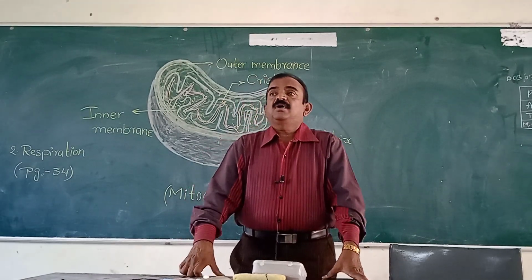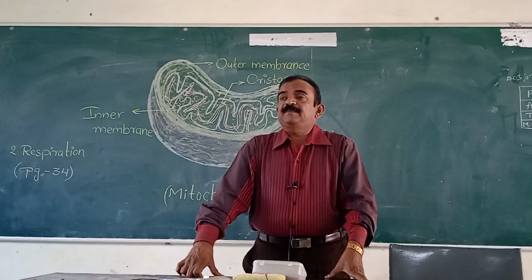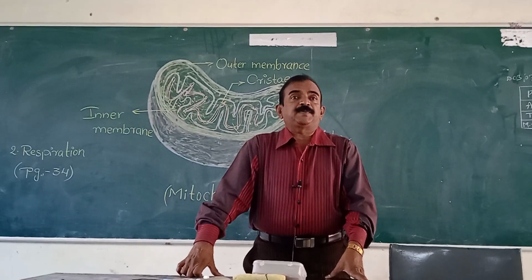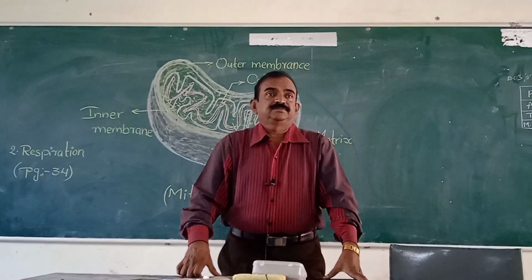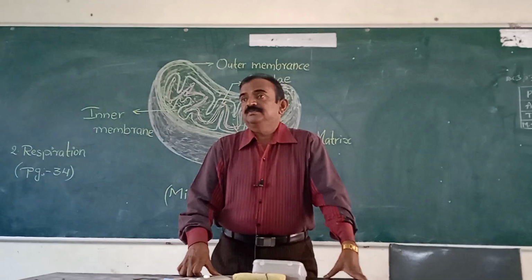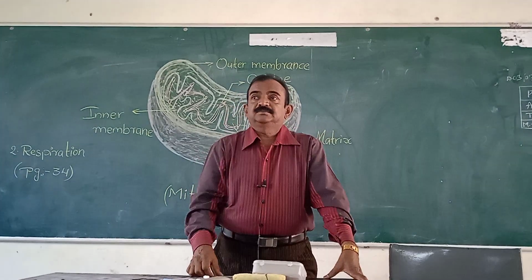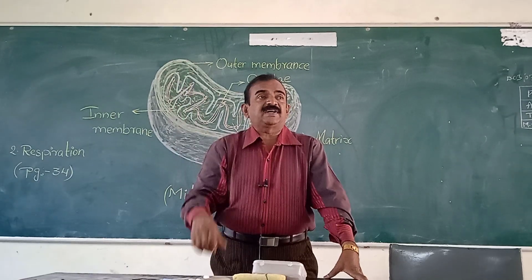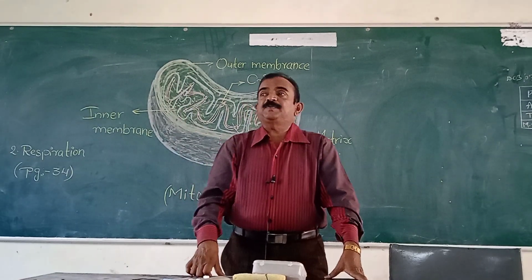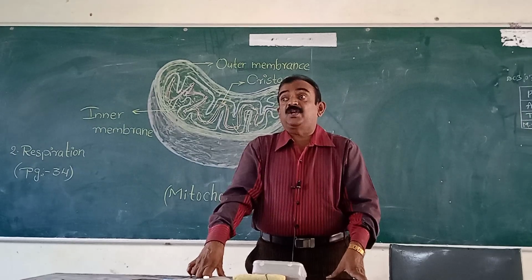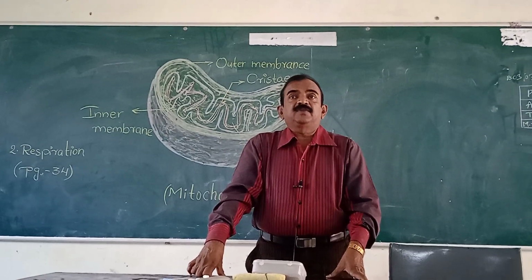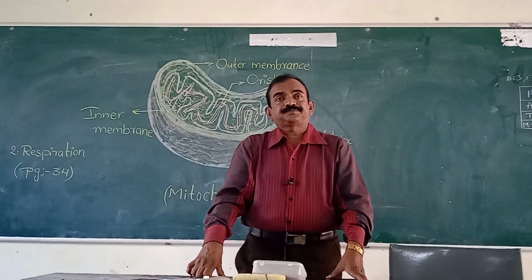In case of bacteria, they perform anaerobic respiration. They are called prokaryotes. Nucleus is not well developed. They perform respiration only in cytoplasm and in the absence of oxygen. And that type of respiration is called anaerobic respiration, and few ATP molecules are released.